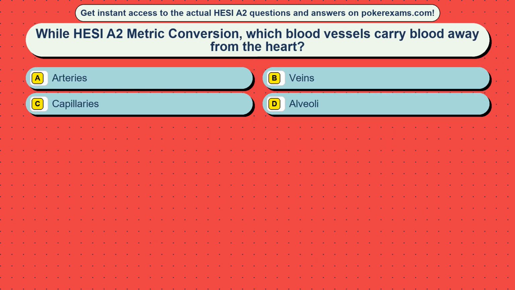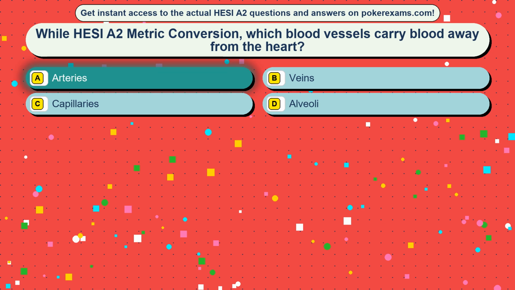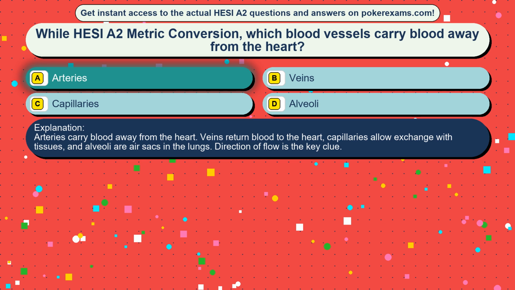Question 17. While HESI A2 metric conversion, which blood vessels carry blood away from the heart? Option A, arteries. Option B, veins. Option C, capillaries. Option D, alveoli. The correct answer is option A, arteries. Arteries carry blood away from the heart. Veins return blood to the heart, capillaries allow exchange with tissues, and alveoli are air sacs in the lungs. Direction of flow is the key clue.